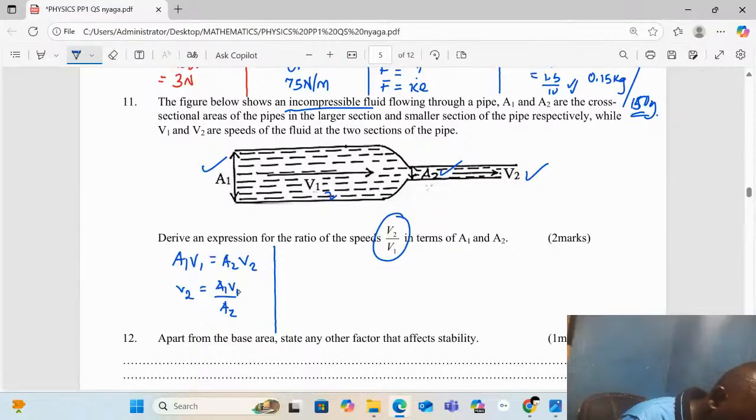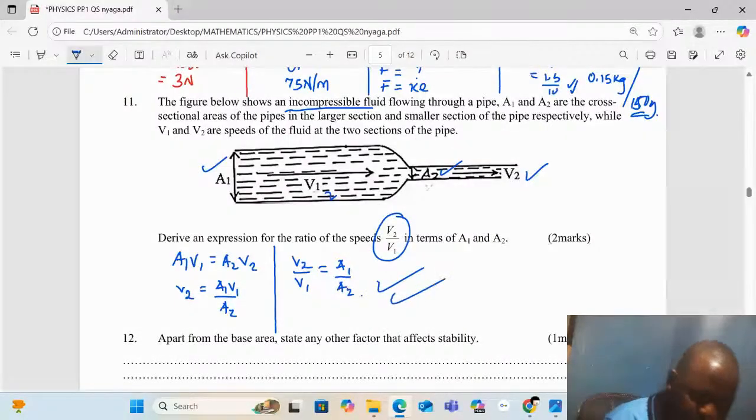So now let's remove the V1 on the right hand side to bring it to the left. So we divide through by V1. So V2 over V1 becomes A1 over A2. And this now becomes the equation.